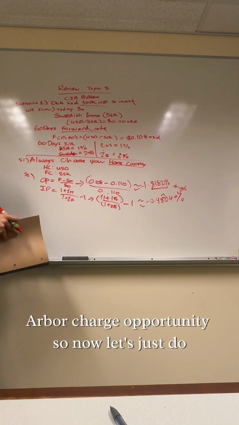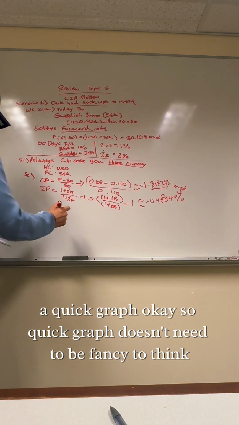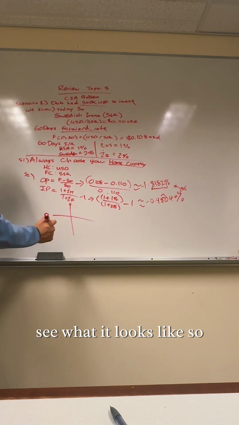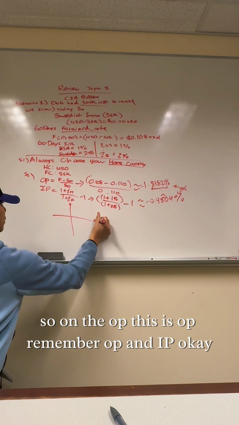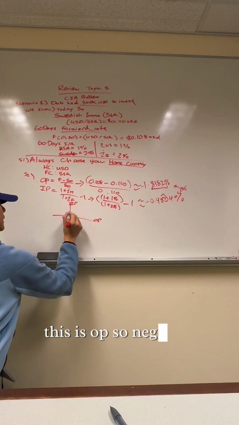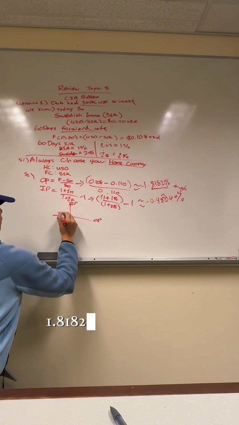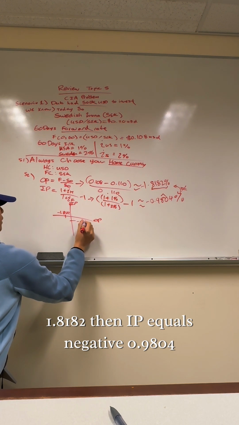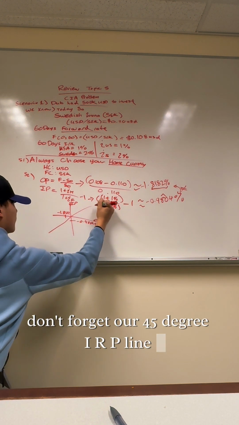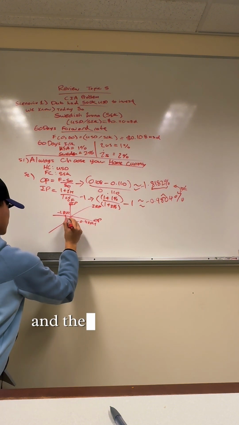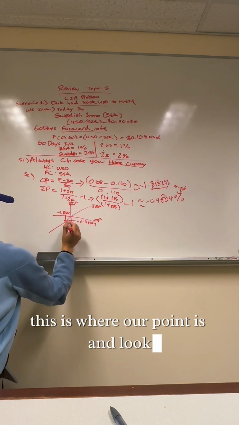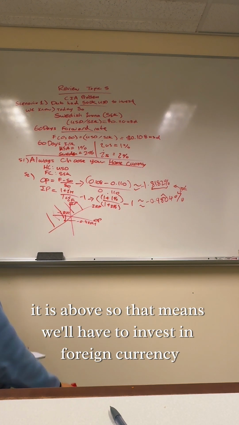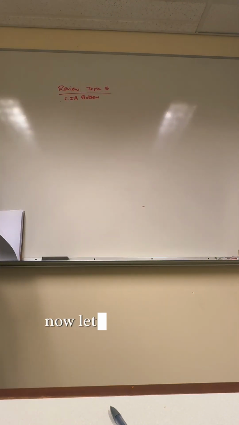So now let's do a quick graph. It doesn't need to be fancy, we just need to see what it looks like. On the OP, remember OP and IP, this is OP, negative 1.8182, and then IP equals negative 0.9804. Don't forget our 45-degree IRP line, and these intersect right here. This is where our point is, and look, it is above, so that means we'll have to invest in foreign currency. So now let's get into the actual problem.